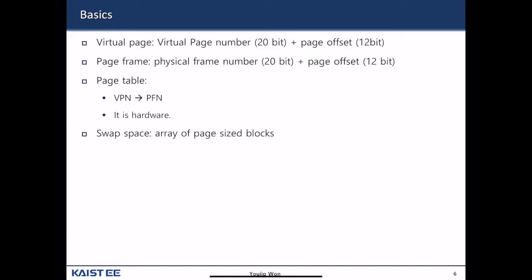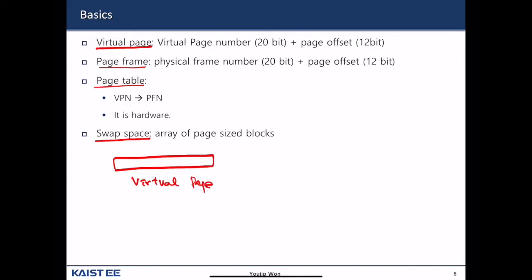There are virtual page, page frame, page table, and swap space. A virtual address consists of a 32-bit address space. This is the virtual page. And a virtual address has a 20-bit virtual page number and 12 bits of offset. So this is 20 bits and this is 12 bits. And Pintos has an array of physical page frames, and each frame has a number. So a page frame address consists of a page frame number and its offset.